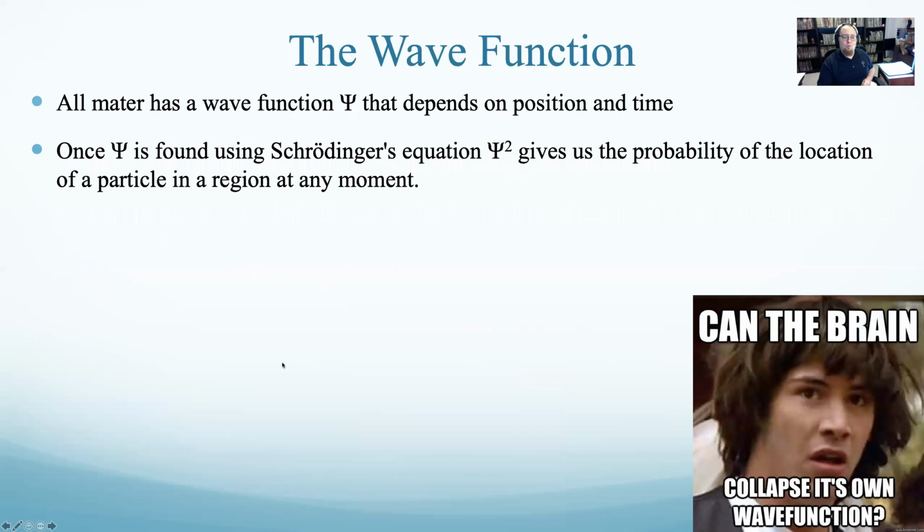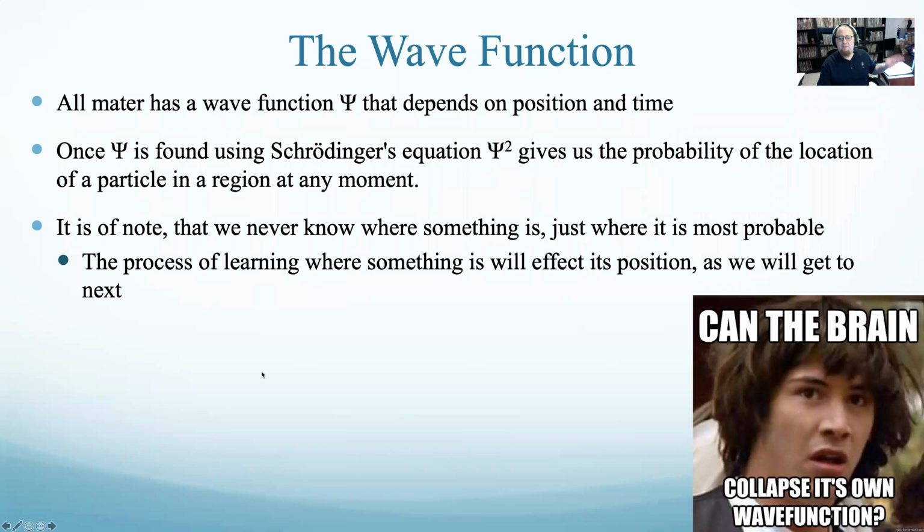Now, he represented the wave function with this symbol capital psi, and says that if you find psi using Schrödinger's equation, psi squared is the probability of the location of a particle at any given moment. And what he said is, you never know where anything is. And we're going to come back to that in a second. You never know where an electron is for sure. It's impossible to know. But we can figure out where it's most probable to be. And if you find the wave function, square it, that's the probability.